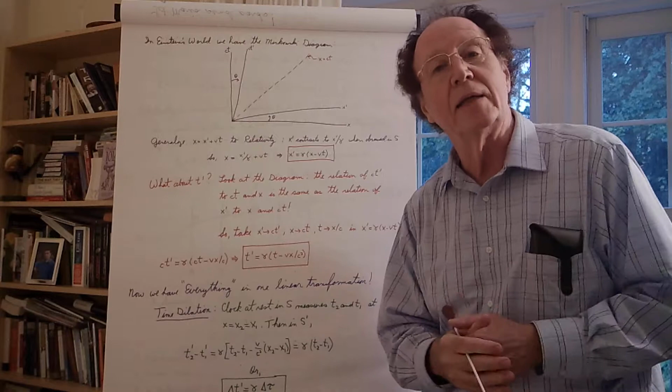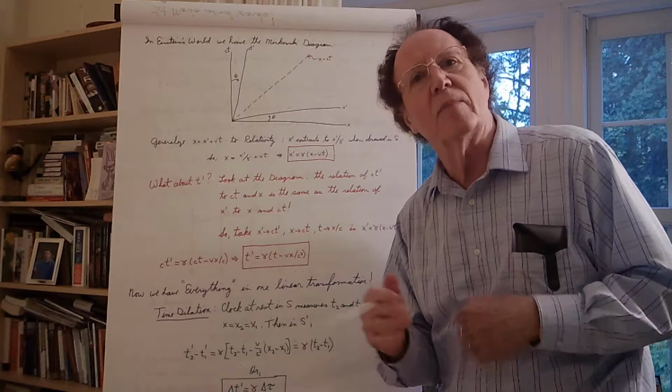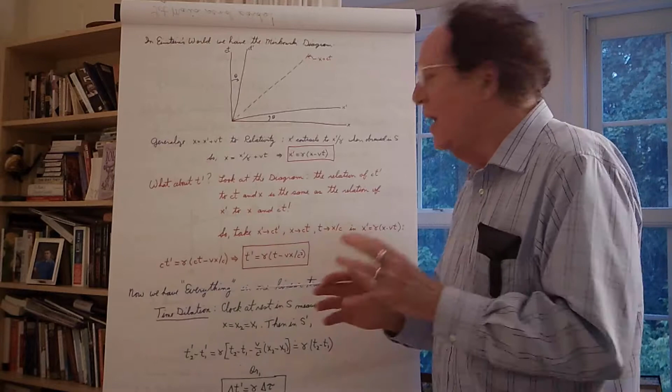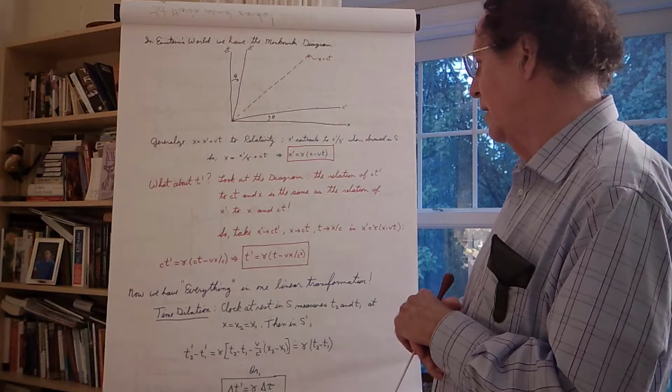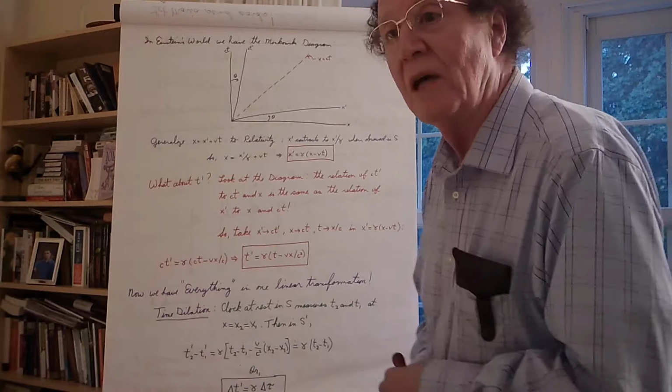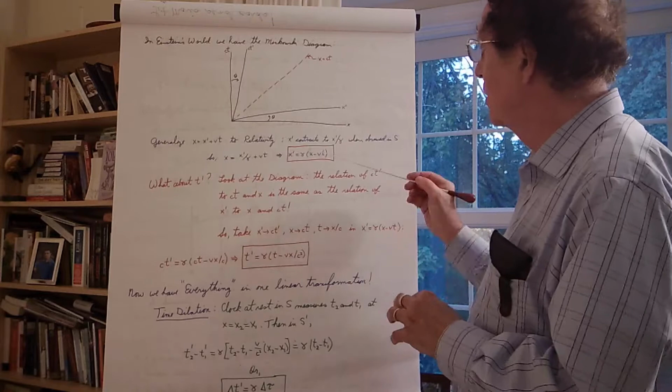But sometimes you've got to be careful about that because there might be some c's hidden in other parts of the equation. So as always, when you take limits, be careful and make everything explicit. So now we have everything in one linear transformation, and let's rederive time dilation, Lorentz contraction, and the relativity of simultaneity just from these two equations. Those two equations make up the Lorentz transformation.